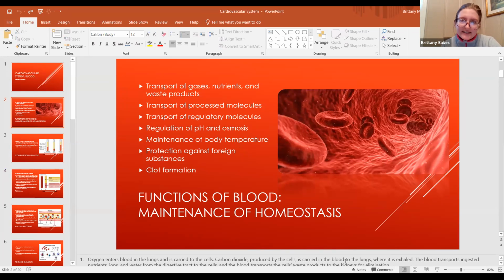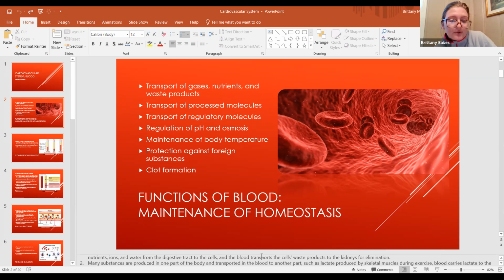I just kind of want to clear this up. So you know how we have gas exchange via our blood? What happens is when we breathe, oxygen goes into our lungs and it enters the blood in the lungs and it's carried to the cells. And the carbon dioxide produced by cells, when they're using energy and creating different things, they'll have waste products, and carbon dioxide is one of them. It's carried in the blood to the lungs where it's exhaled. And the blood transports ingested nutrients, ions, and water from the digestive tract to the cells.